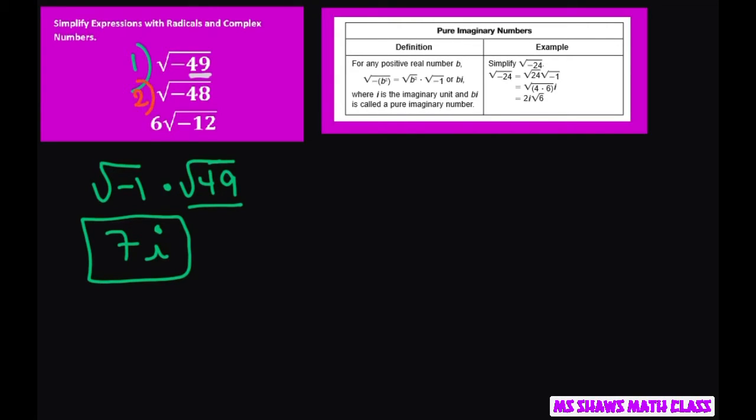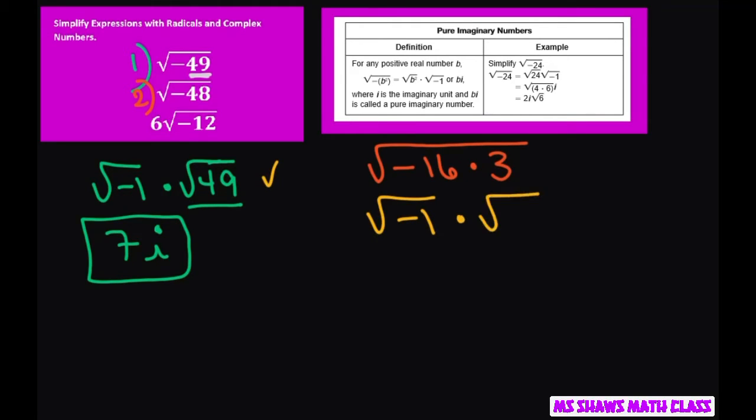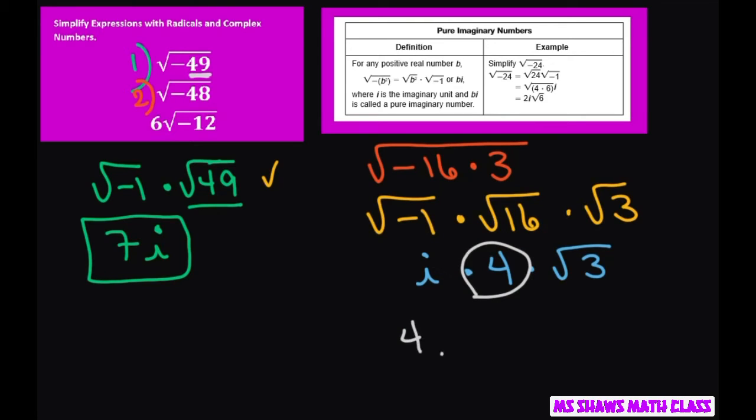Now for number 2. Let's write this as square root of -16 times 3. So that's going to be, if we do the same thing we did for number 1, square root of -1 times square root of 16 times square root of 3. Now this would give you square root of -1 is i, square root of 16 is 4, and then you have still the square root of 3. And the way you want to write this is you want to put the 4 first, then the i, and then the square root of 3.